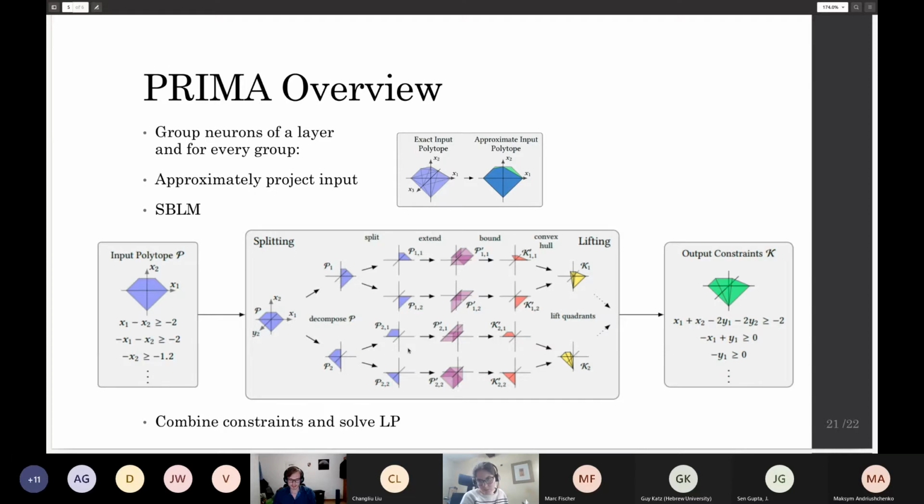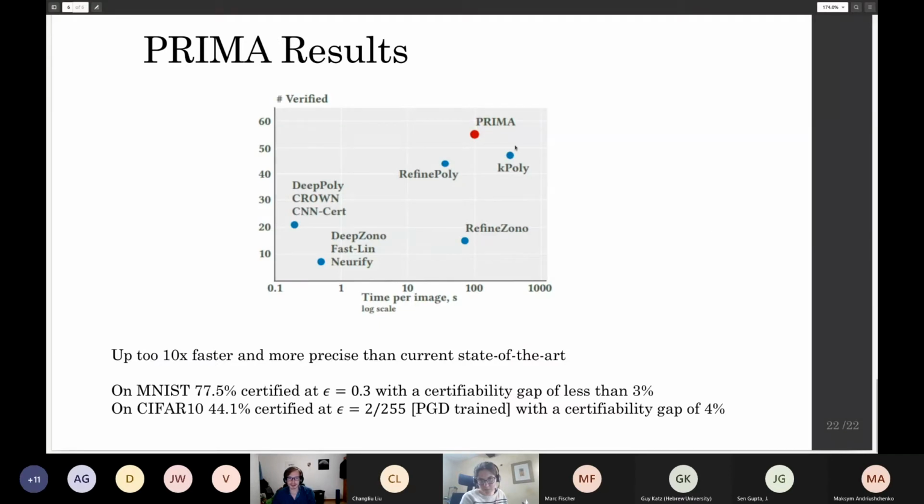and the constraints that define the resulting convex hull of these hyperplanes are then added to an LP problem, which is solved for the certification. And this compares favorably, both in terms of precision or accuracy and runtime, to other precise incomplete methods that are available at the moment. And now I'm very happy to take any questions.